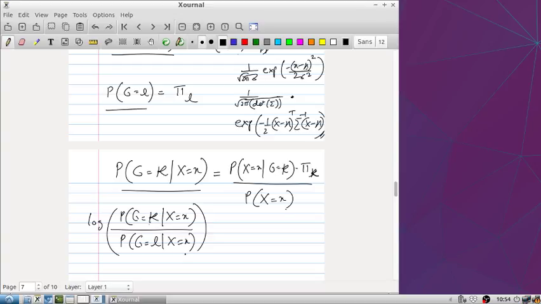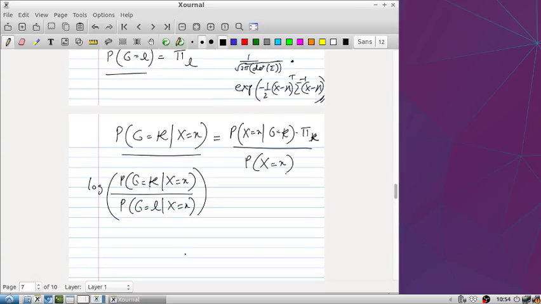We'll see the log's effect. Because I'm assuming this to be normal, there's an e to the power something term, and I take a log so that I can cancel out the e to the power something, because in the normal distribution there's an e to the power. That's all.